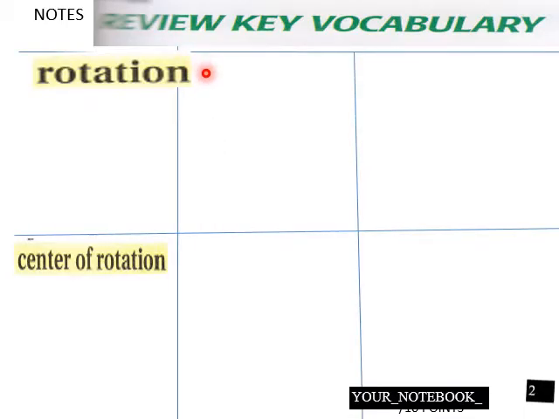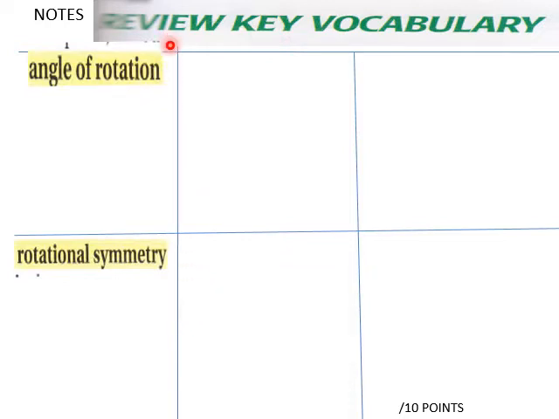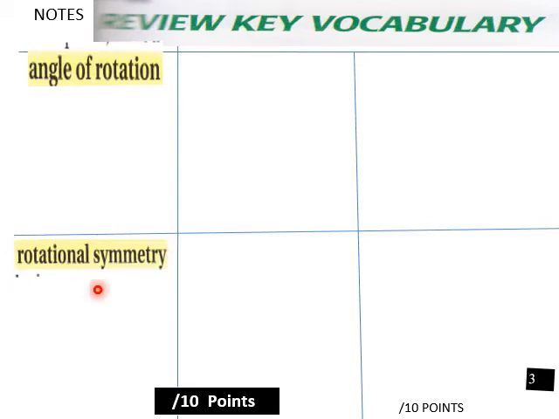Students, this is your definitions now of a rotation, and then a center of rotation, 10 points. I check this on Fridays if you're in my classroom. That's what I do. And then we have angle of rotation here, and then rotational symmetry. We haven't quite covered that yet. Hang on to that. We're going to get to that.